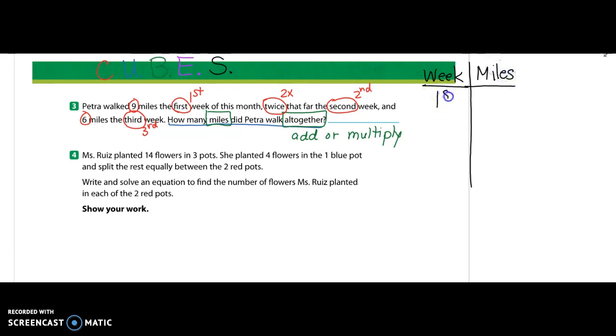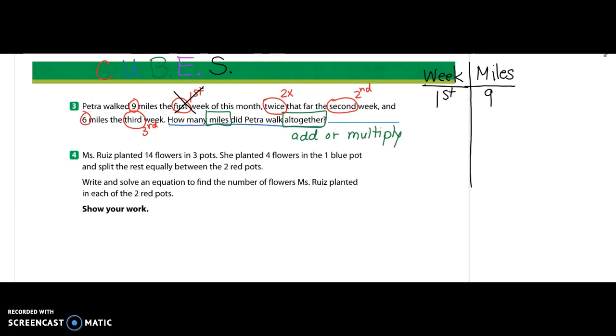So on the first week, I think I know why we've said first here. I think this isn't a number I'm going to need. It's just telling me, it's an adjective describing what week I'm talking about. So the first week she walked 9 miles. So the first really wasn't a number I had to compute. It's just an adjective for my problem.